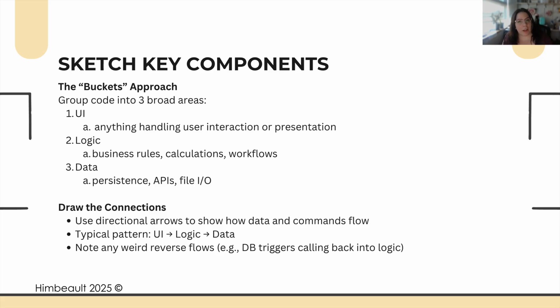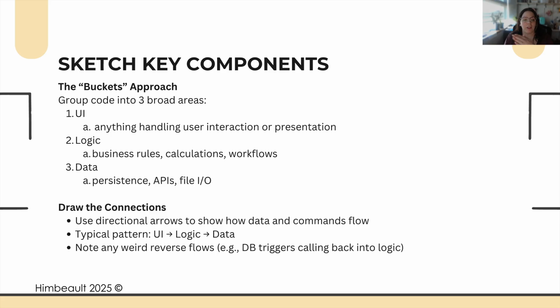We talked about the scratchpad method previously when we were talking about call graphs, and different ways of determining what an architecture or an execution flow might look like. Now let's discuss this bucket approach. Even if we don't know the architecture at all, we can still group code into three broad areas. UI, meaning front end, handling presentation and interaction. The logic, where we'll find business rules and workflows and calculations. And then our data: our persistence, our API calls, our file I/O, file storage, all of that.